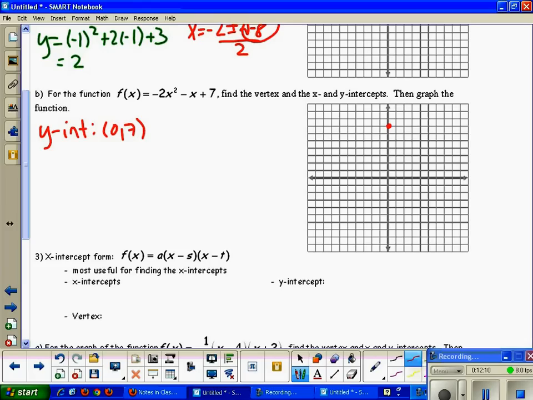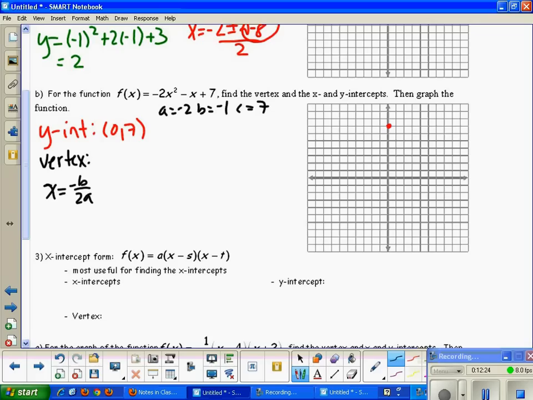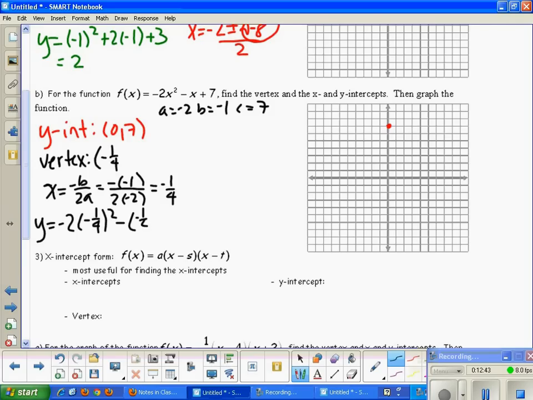And then the next thing I want to do is find the vertex. The x-coordinate is equal to -b over 2 times a. So a is -2, b is -1, c is 7. In this case, I get -1 over 2 times -2, and that ends up giving me -1/4. How do you find the y-coordinate? Plug that in for x into your equation and then solve. And when I do that, I end up with 57 over 8.